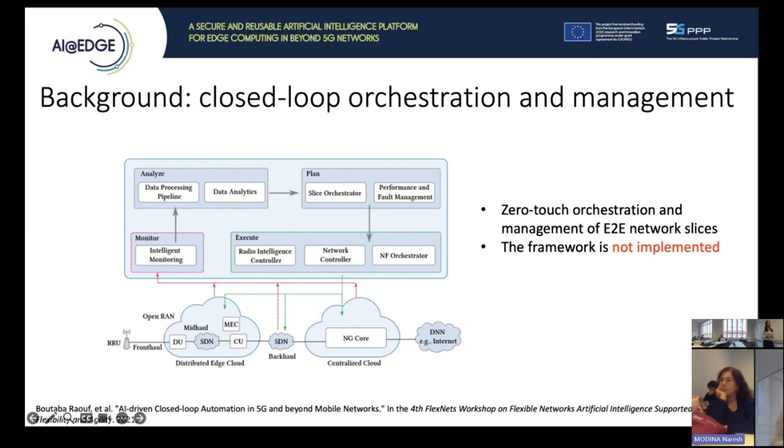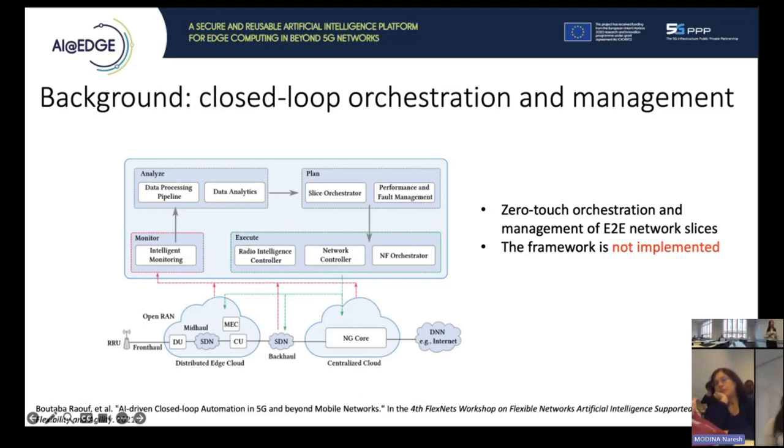For example, for the monitoring, they have proposed to do some intelligent monitoring in order to choose, for example, the best sampling rate to collect data. For the analyzer, they have proposed two components, one for the pre-processing and one for the data analytics. For the data analytics, if we are using some machine learning model, it means that the results from the inference model should be used by the planner.